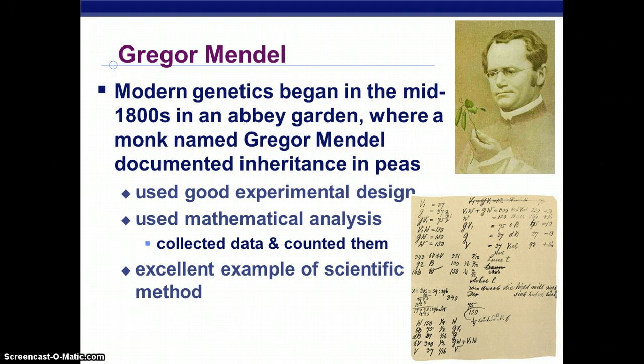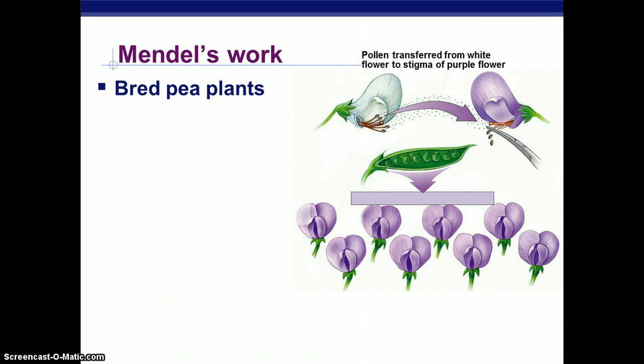peas. The reason we talk about experimental design at the beginning of this year is because these experiments can actually mean something. Gregor Mendel actually used a very good experimental design, and he did a mathematical analysis, which just means that he went and collected data and then kept records of them. So this is an excellent example of the scientific method.